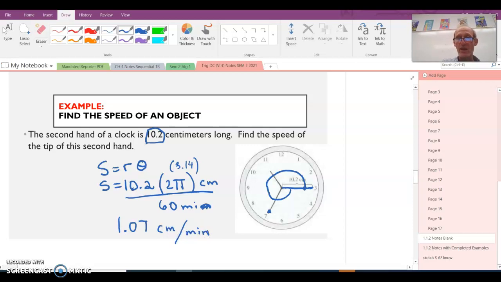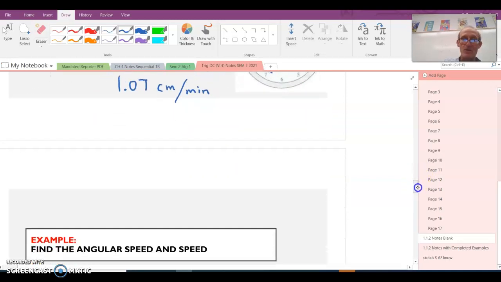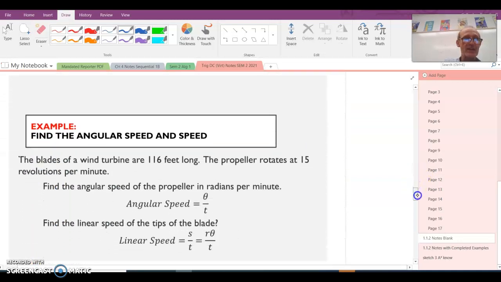Okay? So every minute, this big hand moves 1.07 centimeters. Okay? That's the speed of that object. All right. So the next thing we need to do is find the angular speed.